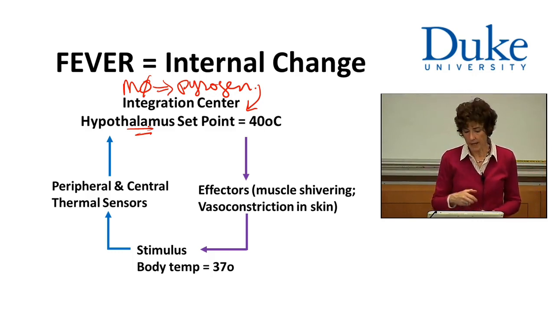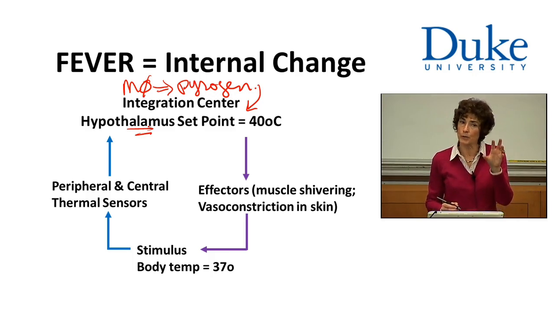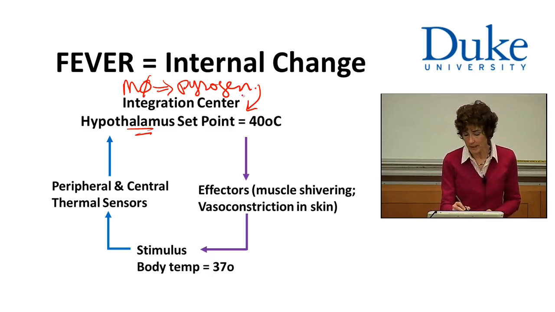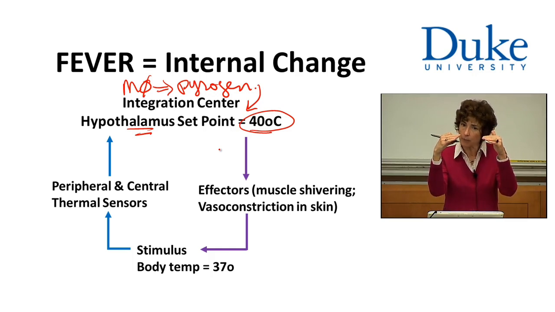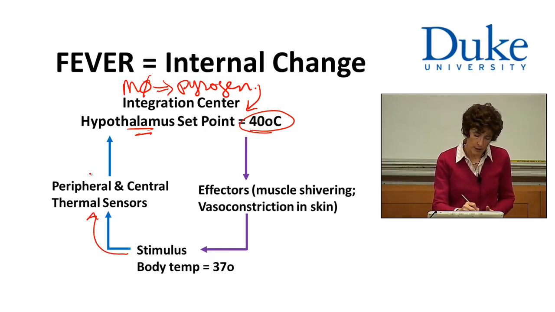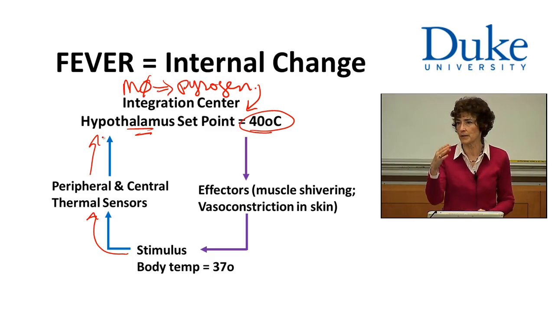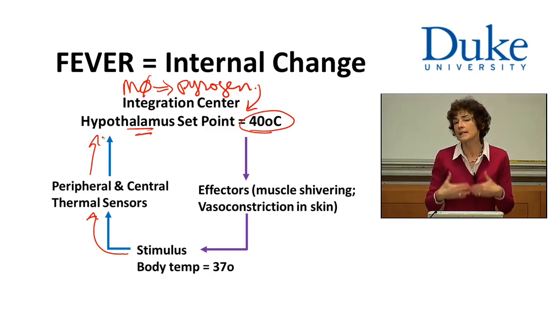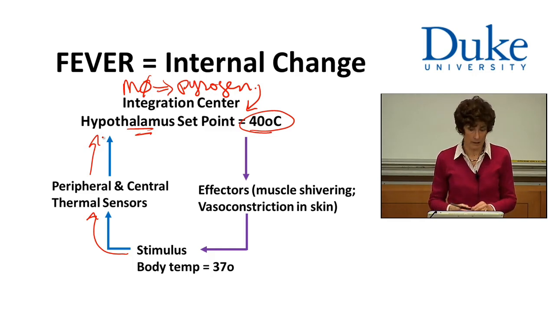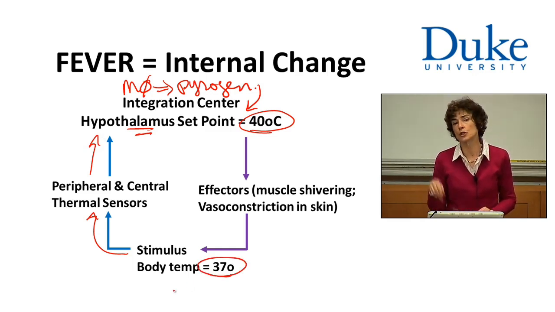This area of the hypothalamus, where our original set point was 37 degrees, but in the presence of the pyrogens, the set point is now 40 degrees centigrade. The input stimulus, which is coming back to the hypothalamus from the skin and from the core temperature of the blood, is saying that the body is at 37. And so the brain then interprets the body as being cold.